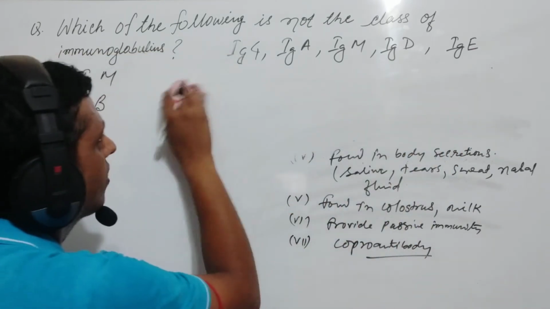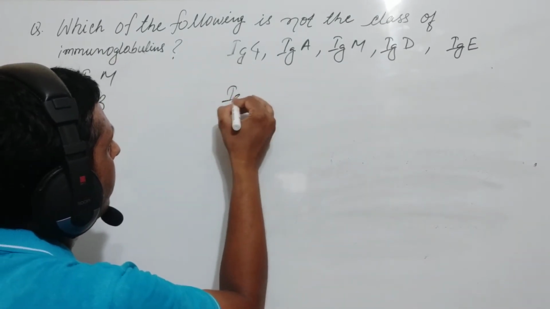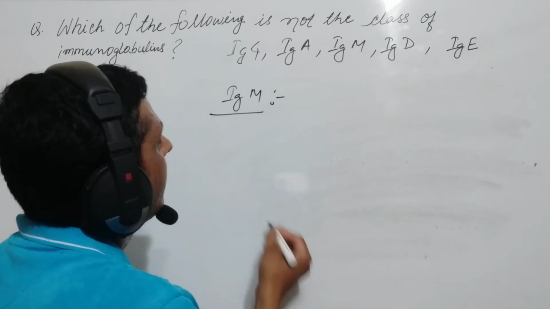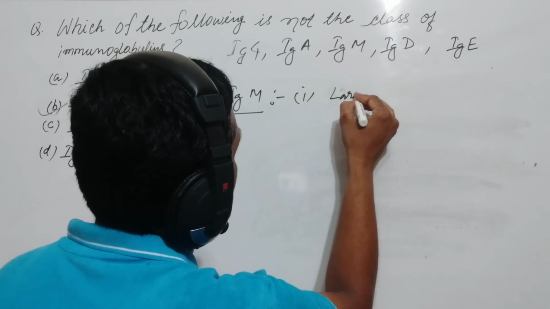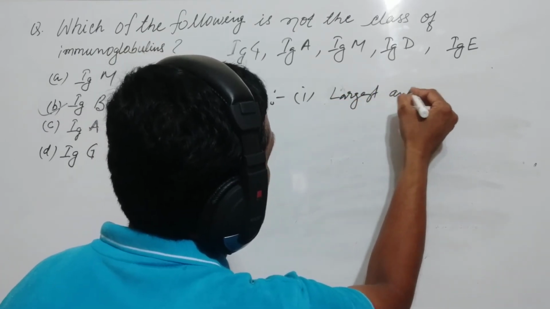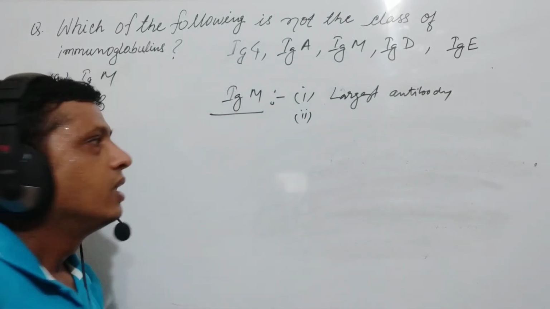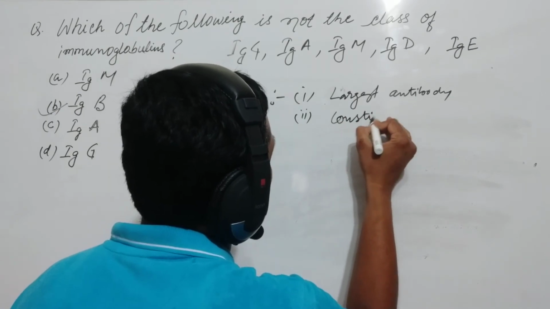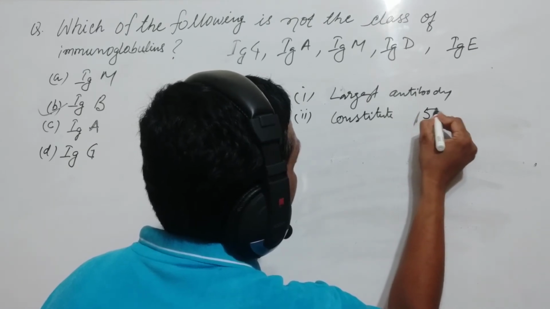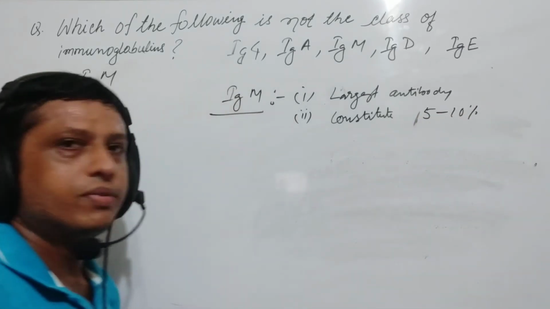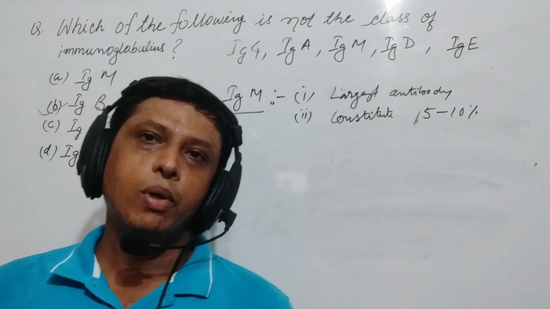Now we have IgM, immunoglobulin M. M is for mu chains. This is the largest antibody, and it constitutes only 5 to 10% of the total immunoglobulin in the blood.